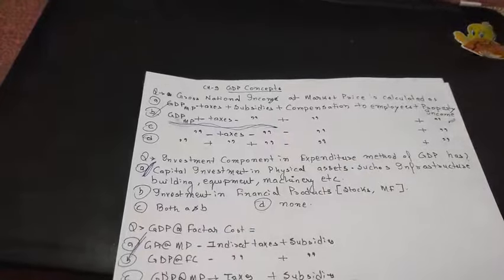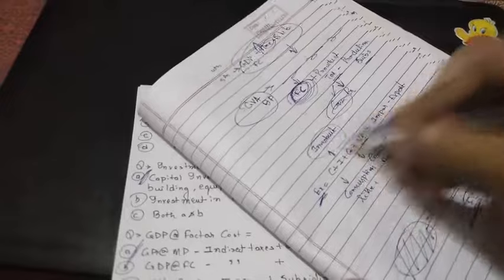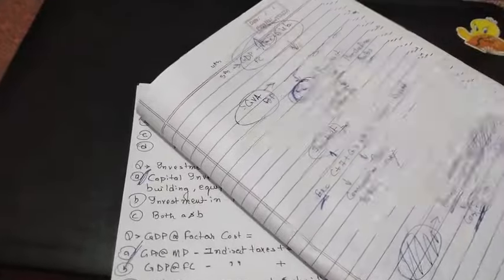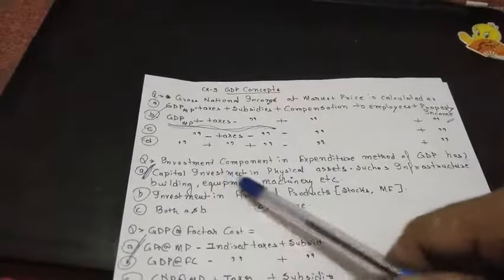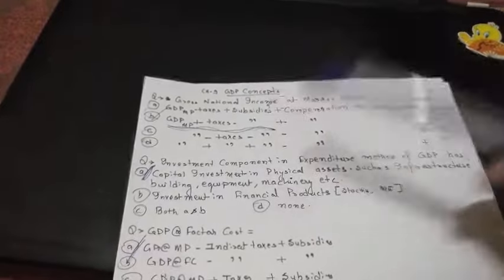Next question: the investment component in the expenditure method of the GDP has? As we have read in this formula, this is the expenditure method, and there is a component called investment. So what does this investment mean? Option A: the capital investment in physical assets such as infrastructure, building, equipment, machinery, etc. First we will understand what capital investment is.